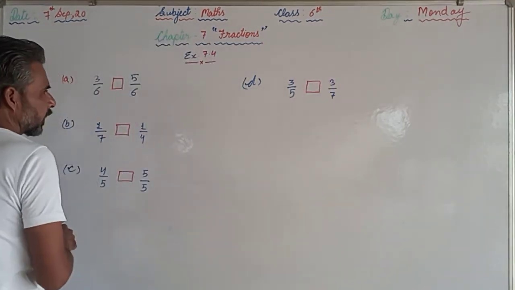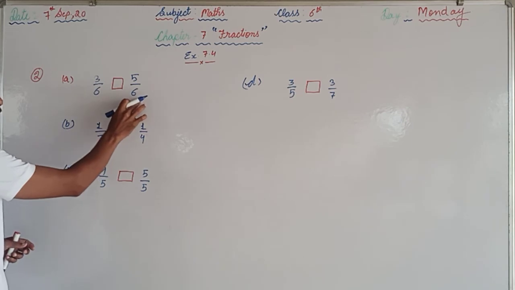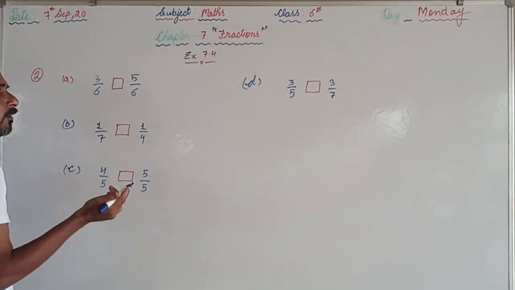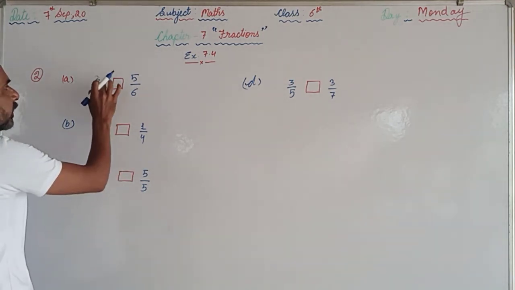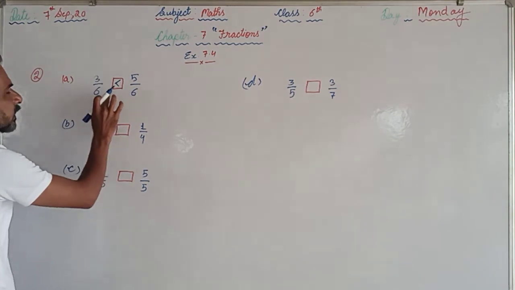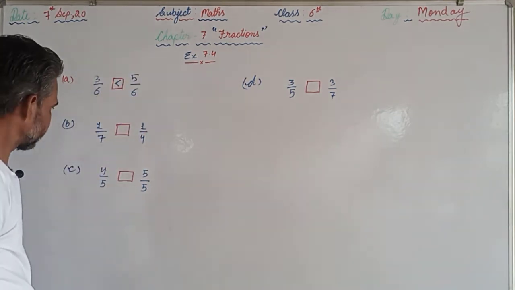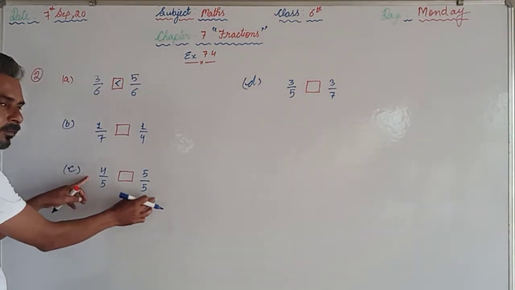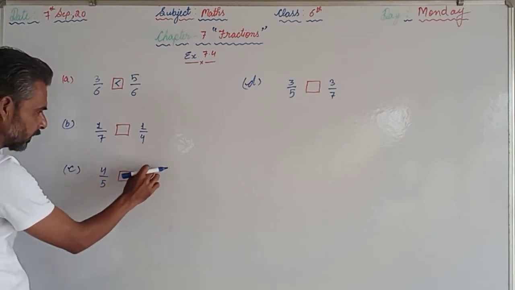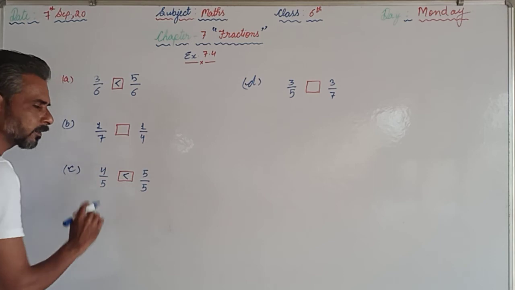If the fractions are like this, denominators are same, then the fraction having the larger numerator will be the greater one. Which one is larger, 3 or 5? 5 is larger, so 3 upon 6 is less than 5 upon 6. Now here again the like fractions are there, 4 upon 5 and 5 upon 5. 5 is greater than 4, that's why it will be like that.